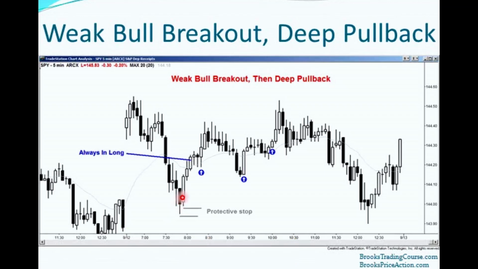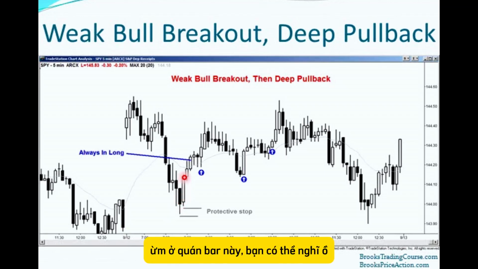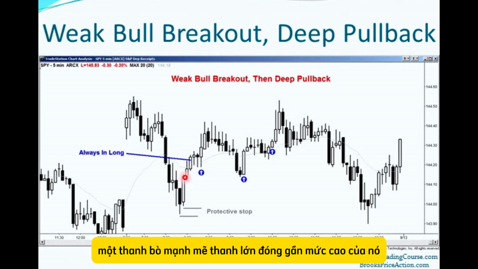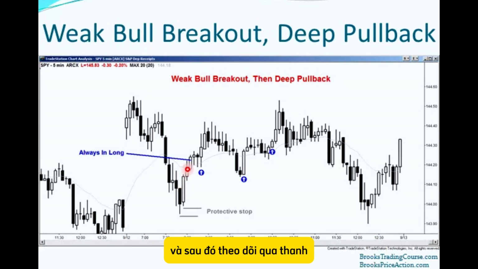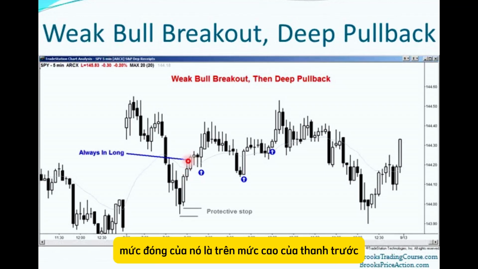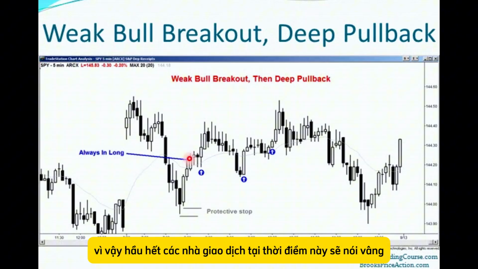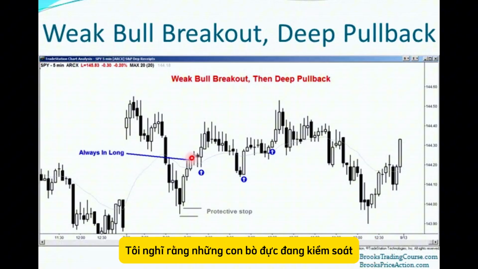In any case, at this bar, you might think, oh, this is not good for the bears. A strong bull bar, big bar, closed near its high, and then a follow-through bar. And then we have another bull breakout. Its close is above the high of the prior bar. So most traders at this point would say, yeah, I think the bulls are in control, and that the sell-off was just an opening reversal. It's just a sell vacuum test of support in the area of yesterday's close.